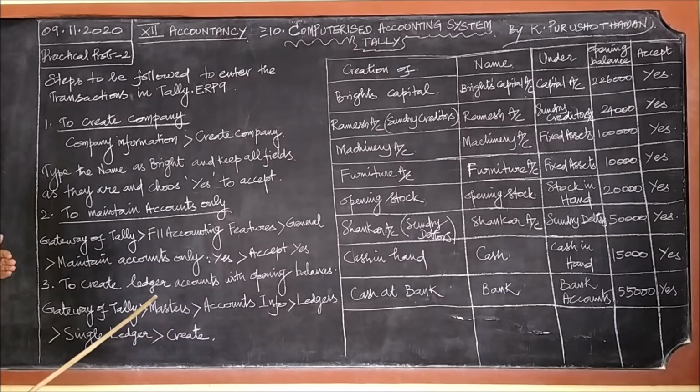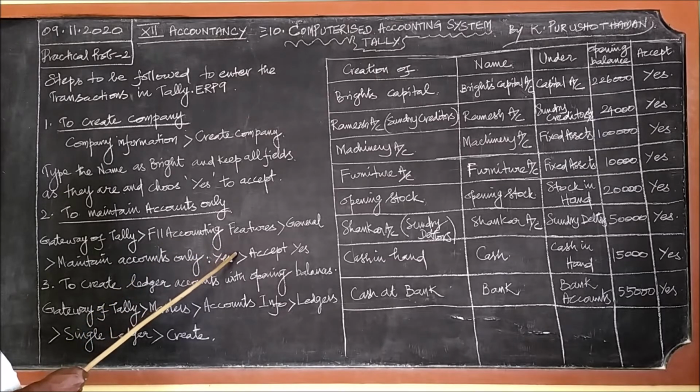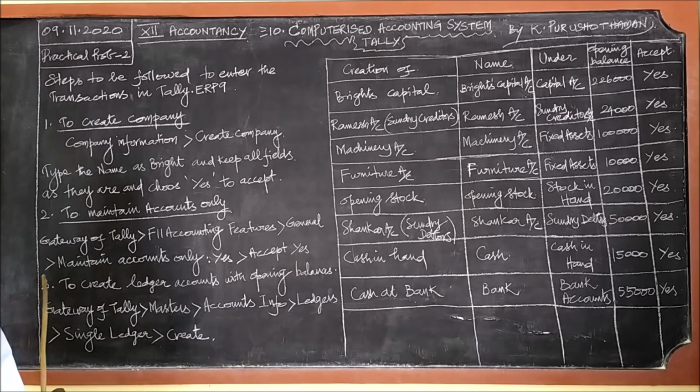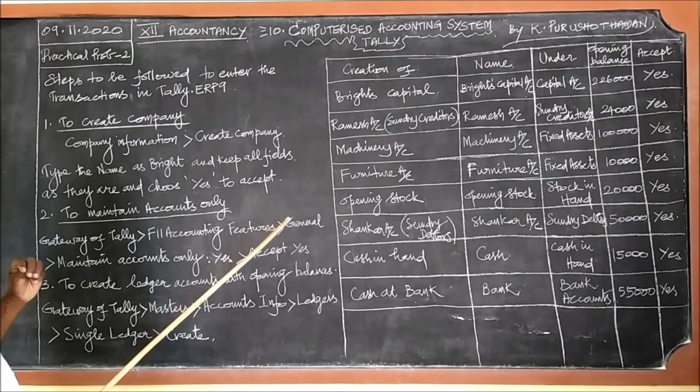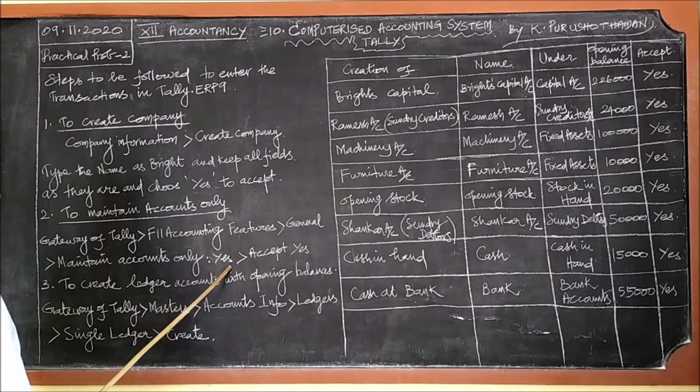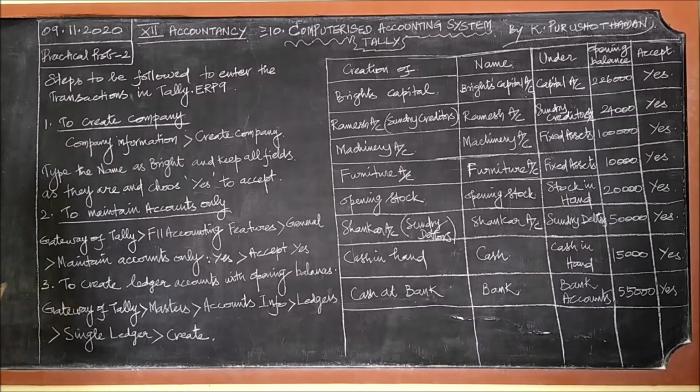First, we enter the gateway of Tally. Then use the key F11, which shows accounting features. From there you go to general accounting features, then to the particular feature, maintain accounts only. We are going to maintain only accounts, we don't want anything else. Since the second step is over, we give the command accept, yes. Okay.